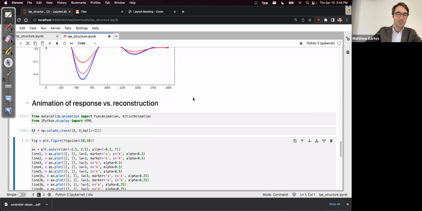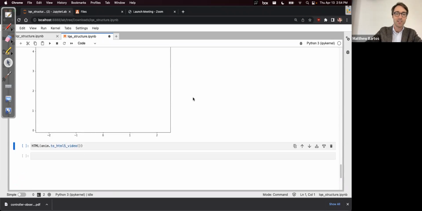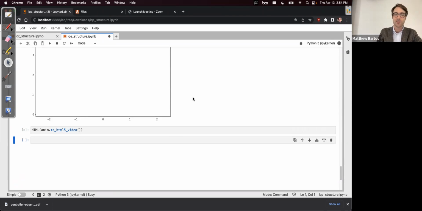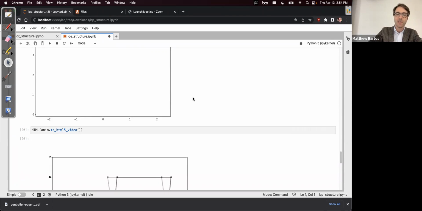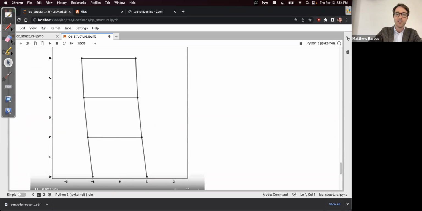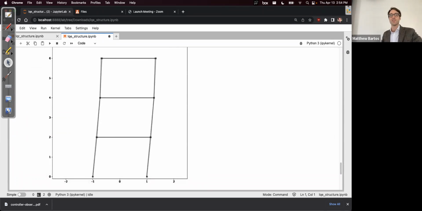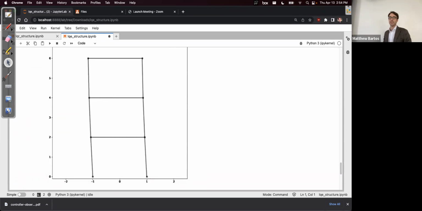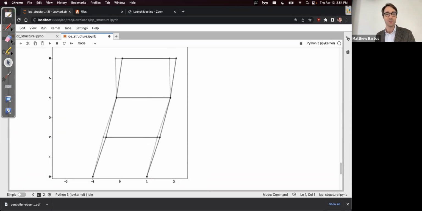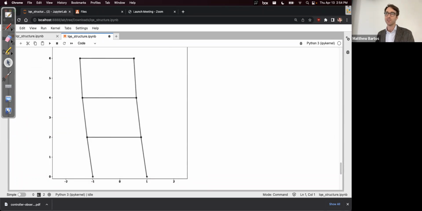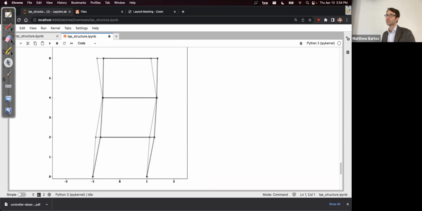All right, and I've just also plotted a little animation here. Here we have the true structure in the darker color and the Kalman filtered estimate in the lighter color. So you can see that it tracks the middle floor really well. The other ones, it takes a little bit of time to catch up.